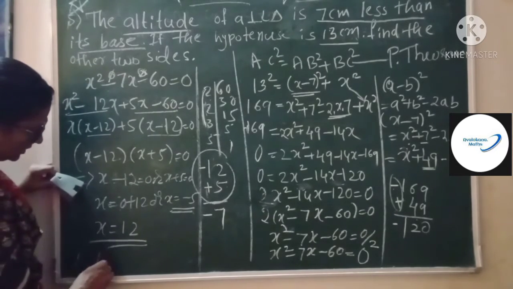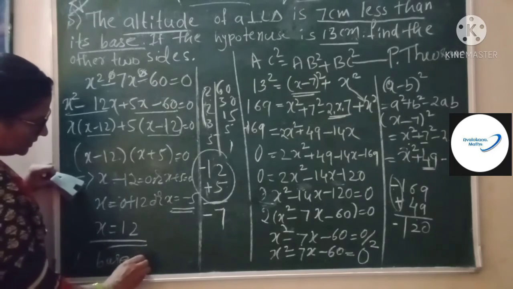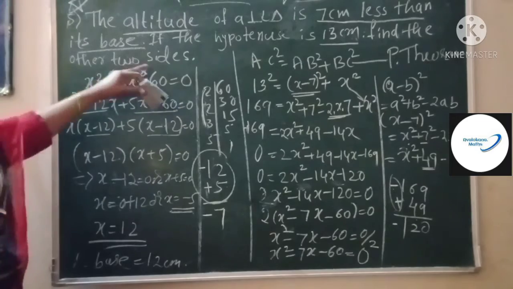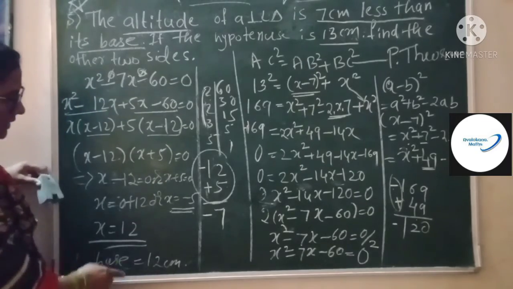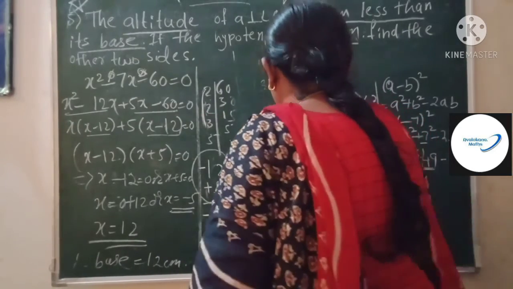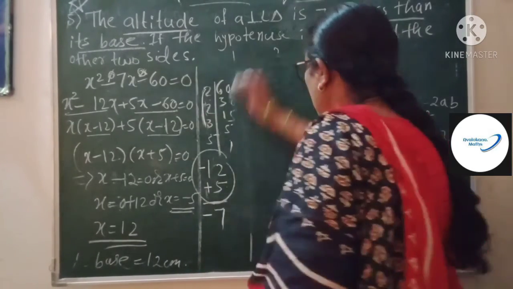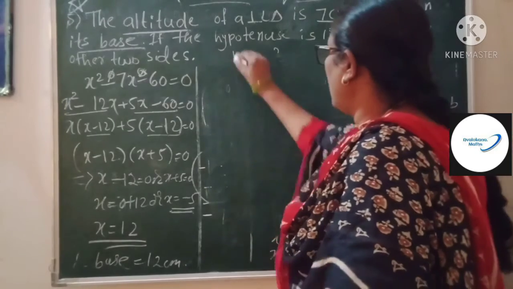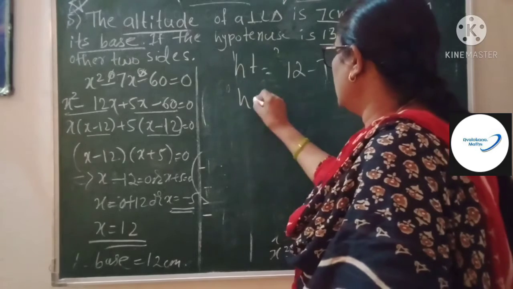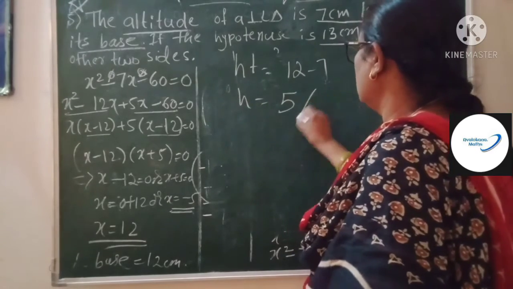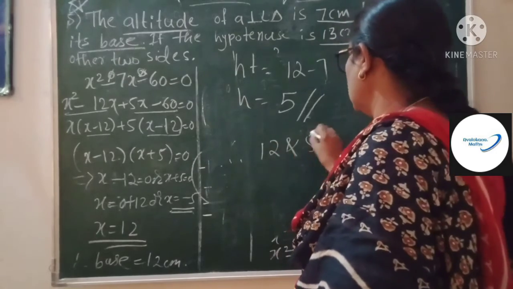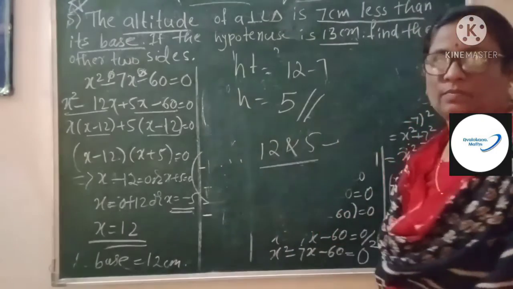Therefore the base is what? Base of the triangle is equal to 12 centimeter. Okay, find the other 2 sides. They said base 12 centimeter you have got, and the other side is the height. Height is 7 less than that one. So height of the triangle is equal to 12 minus 7, so h is equal to 5. So these are the two sides. Therefore the two sides are 12 and 5. This way you can complete by writing the statement.